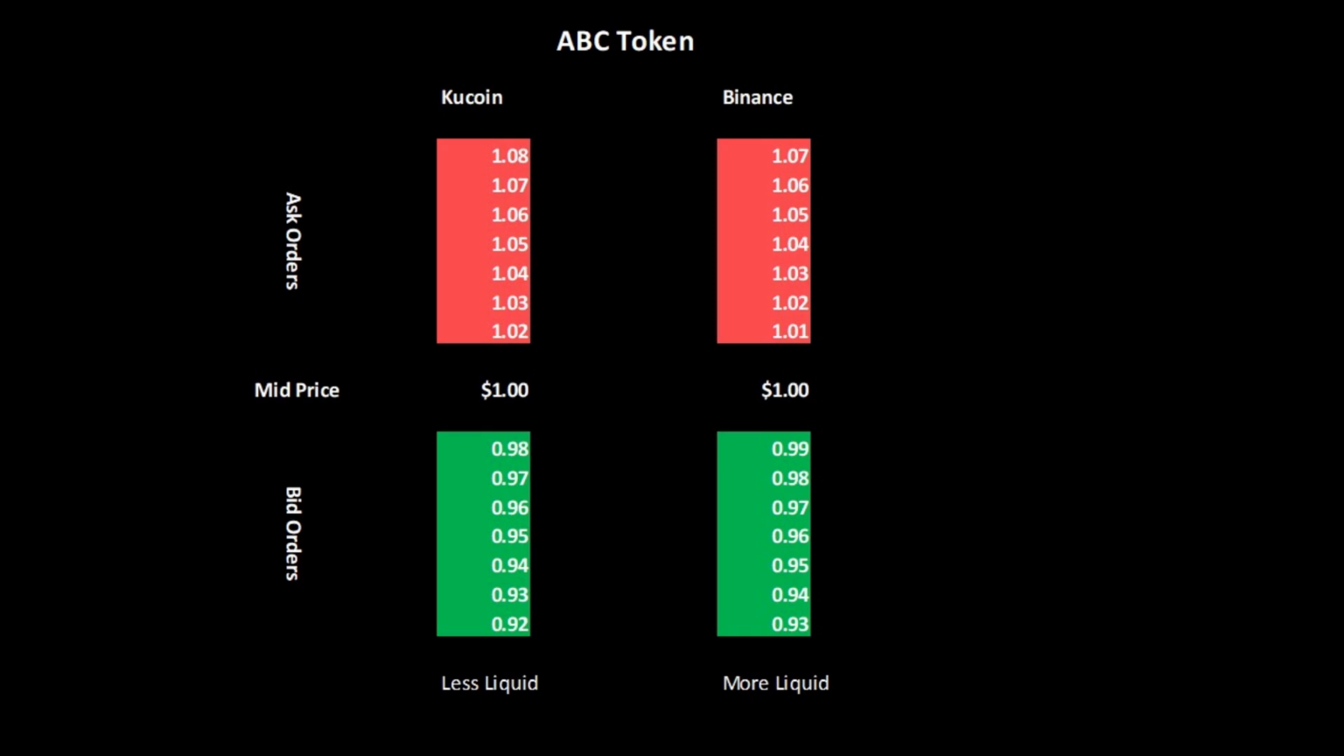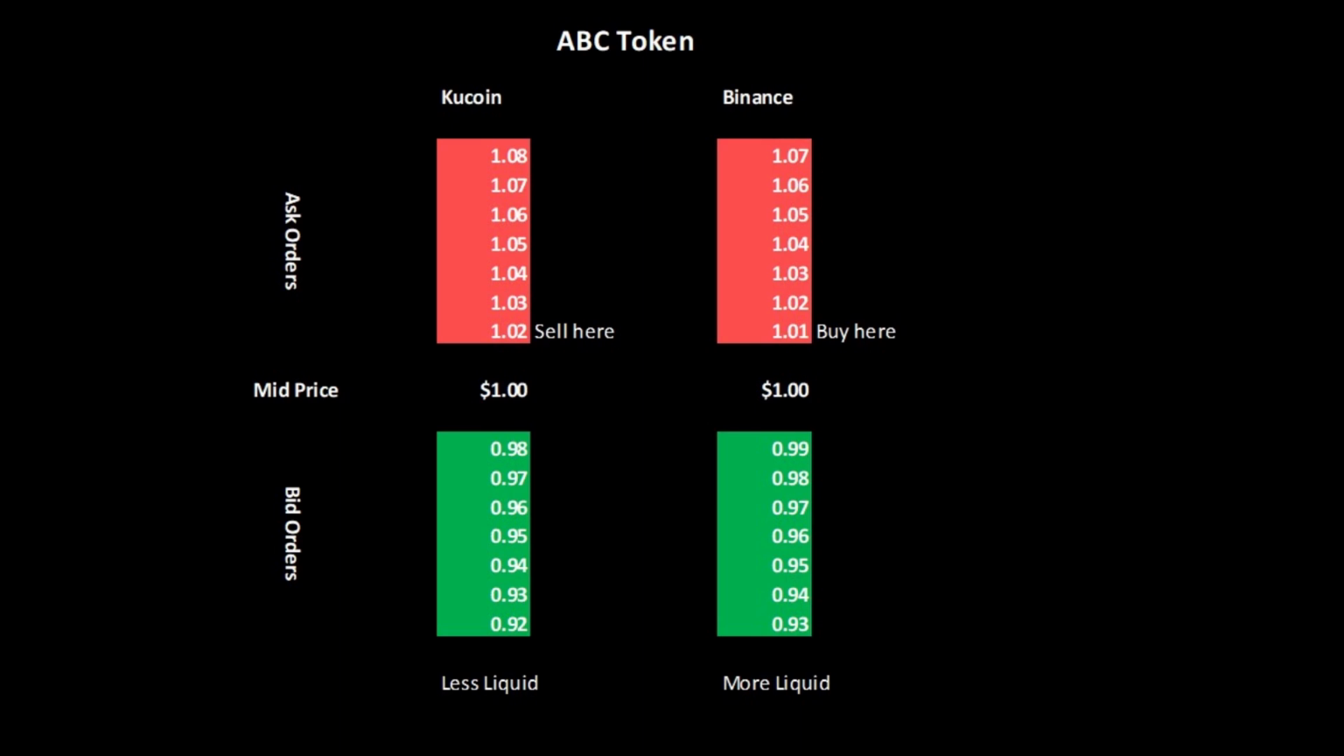A classical arbitrage strategy would seek to take advantage of this pricing mismatch by selling one token of ABC at $1.02 on KuCoin whilst concurrently buying it back for $1.01 on Binance. By doing this, we would have executed two trades, with our total inventory position remaining the same whilst capturing the spread of 1 cent on the way through.